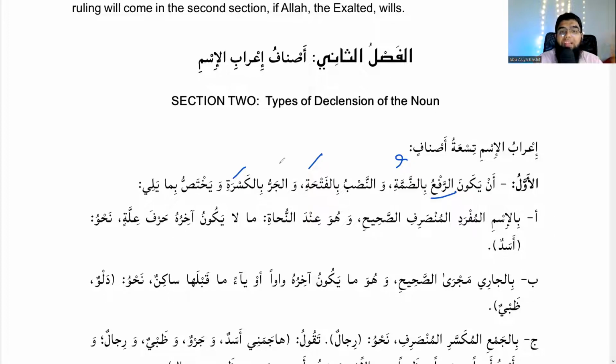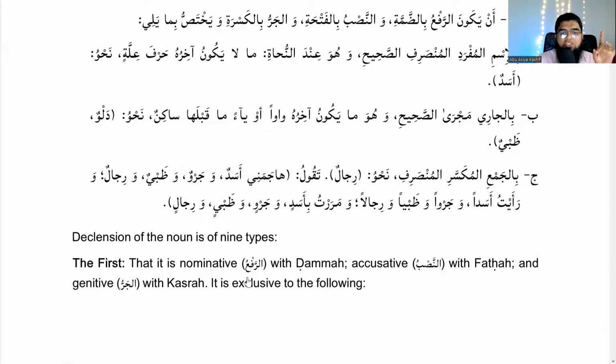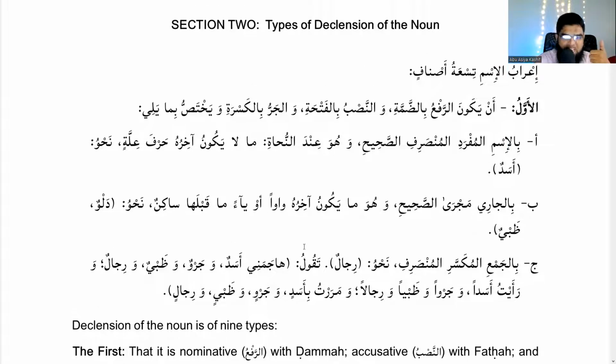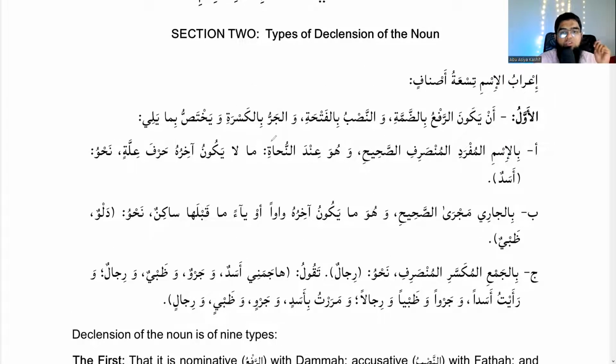And which words come in these? Wa-yakhtasu bima yali, and it is specific to what follows. So the first is nominative with dhamma, accusative with fatha, and genitive with kasra. It is exclusive to the following. So anytime you see these exclusive ones, it'll be the normal ones: fatha, dhamma, kasra.